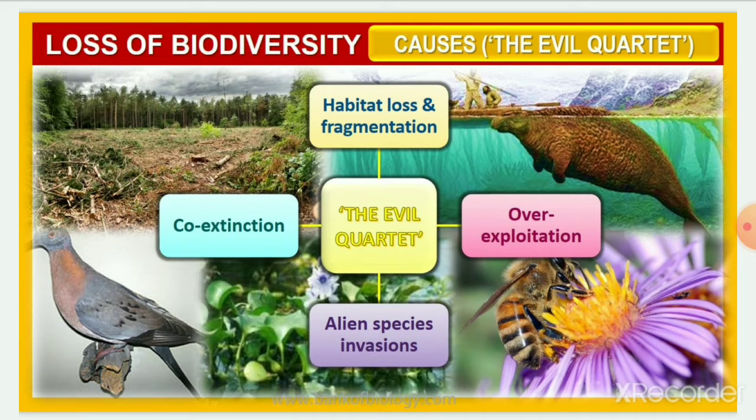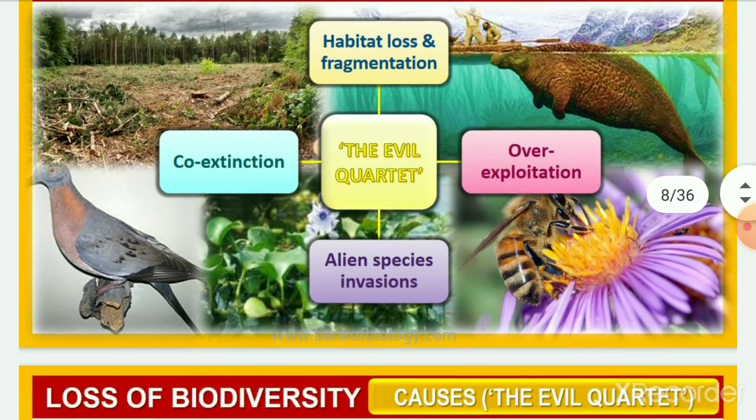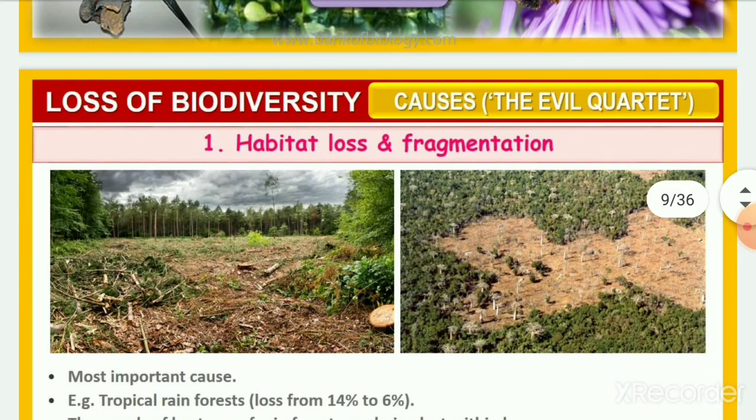Okay, now the most important thing which we must know is, if we are the cause, they must be classified or categorized under different categories. So they have been identified as 4 important causes. Loss of biodiversity is because of 4 important causes, and these are also known as the EVIL quartet. Quartet means 4. So the first one is habitat loss and fragmentation, second is co-extinction, third is overexploitation, and the last one is alien species invasion. So these are the 4 major causes of loss of biodiversity.